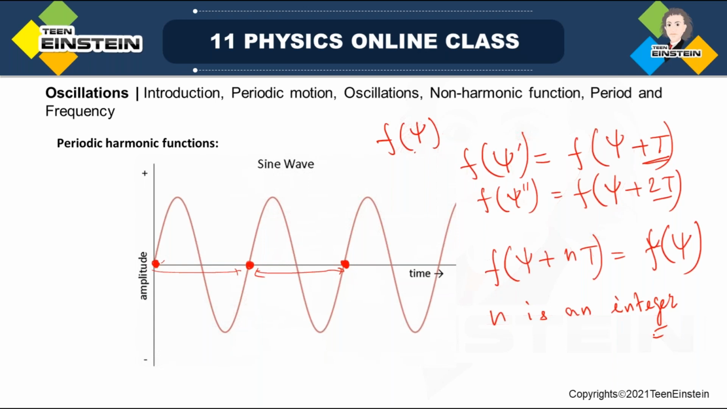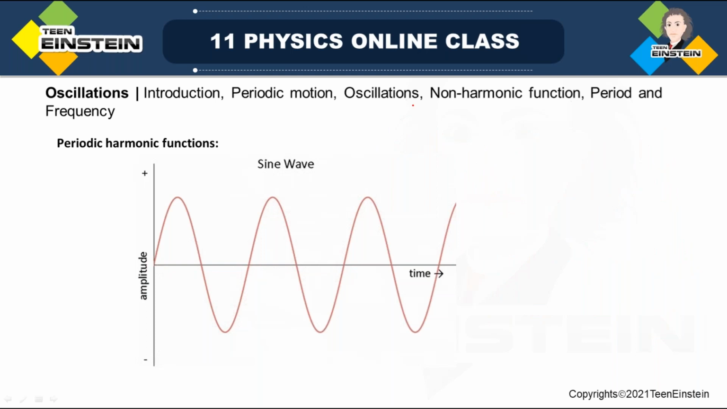Okay, it has to be an integral multiple. So you can write that it is an integral multiple. I'll just give you a simple example. It is a sinusoidal wave, right? It's a sine wave. So I'll write the definition of psi, this periodic function. It can be generally written as f of psi.